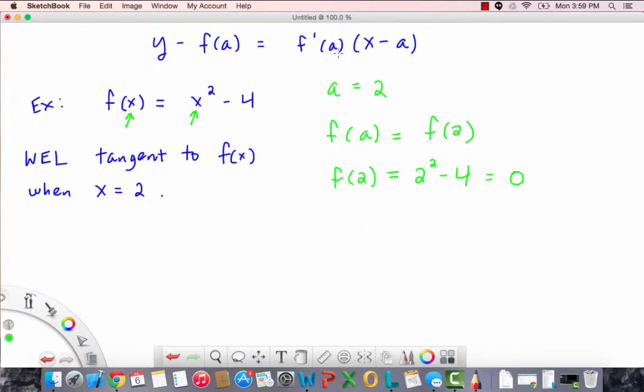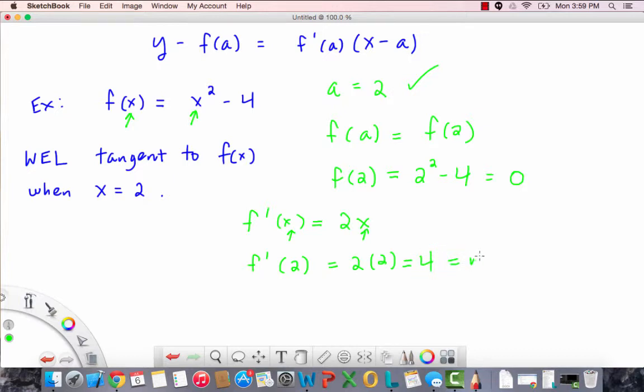We also need f prime of a. So let's find f prime of x. The derivative of f of x is 2x. So now we have to find f prime of a. And again, a is 2, right there. And subbing in a 2 wherever there's an x gives us 2 times 2, which is 4.